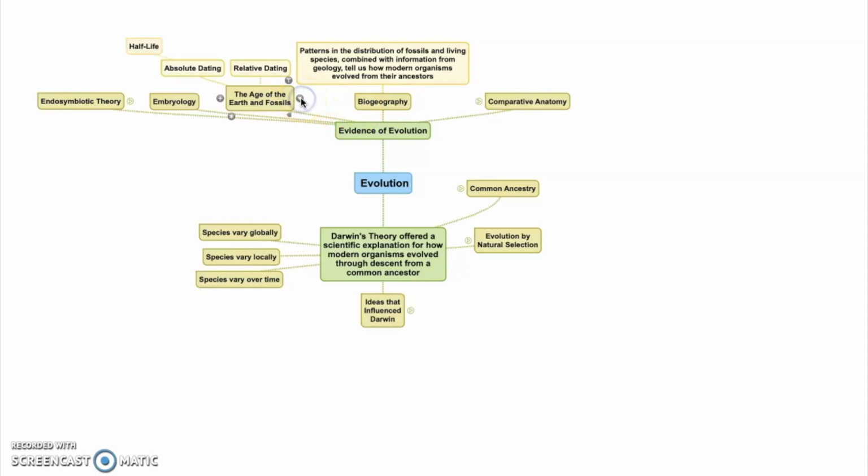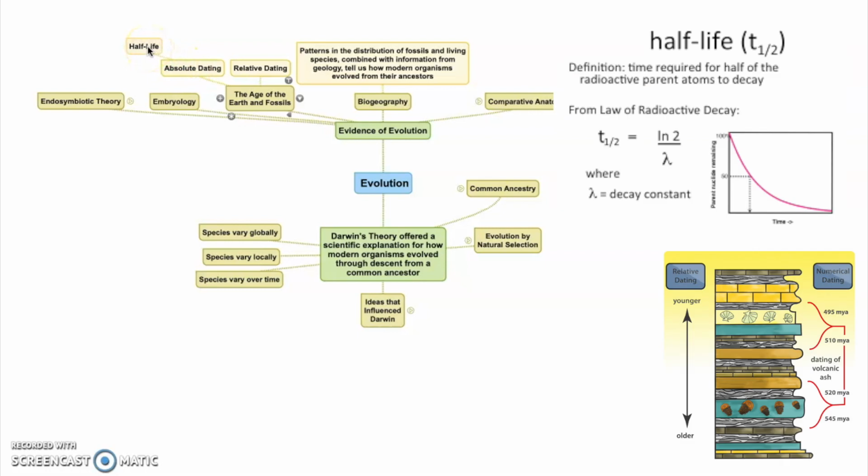In doing that, we're going to take a look at the age of the earth. We'll look at relative dating, absolute dating, and when you're talking about absolute dating, you're also going to look at the half-life and how we use half-life to determine the absolute date of a particular fossil. Relative dating is going to be comparing the fossils to known quantities.